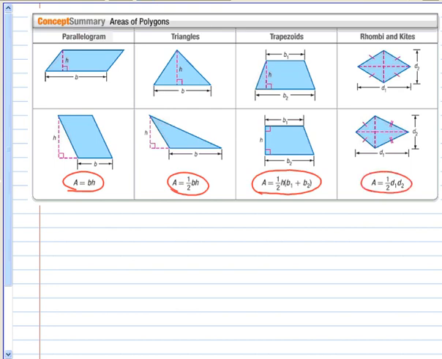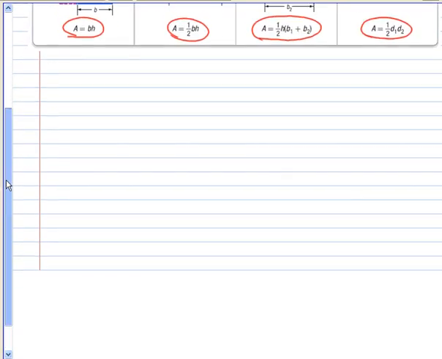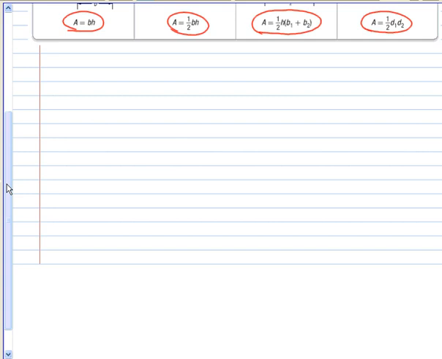In your book. Let's see if we can get some work done together. Page, what page are we? 793. Number 1.